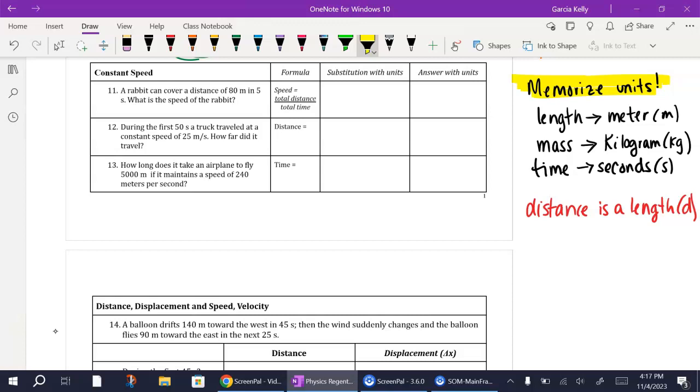When solving word problems, you must memorize your units so that anytime you see a meter, you recognize it as length, kilogram as mass, seconds as time. In this case, distance is our length, so the letter is just D. So let's go ahead and take a look.